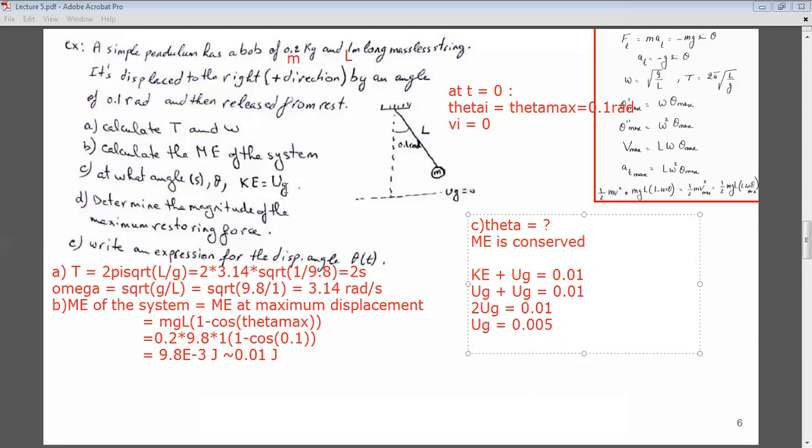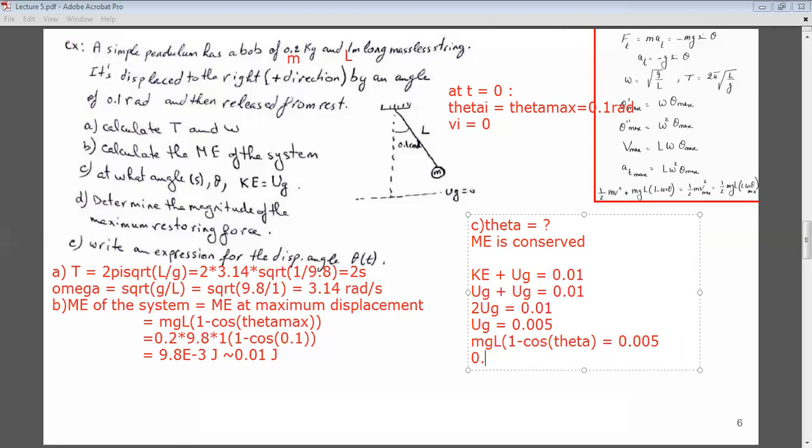and that's 0.005. Now, what's the potential energy? We agreed that the potential energy at any theta is mgl into 1 minus cosine of the angle theta. And this is equal to 0.005. Now I just plug the numbers. So I have 0.5 for the m, right? How much is the m?